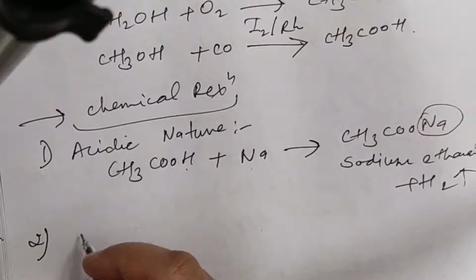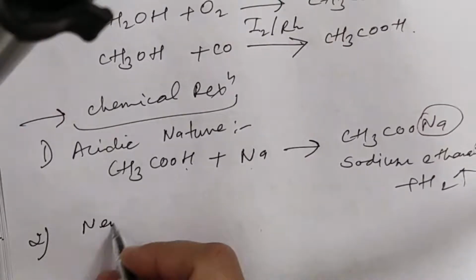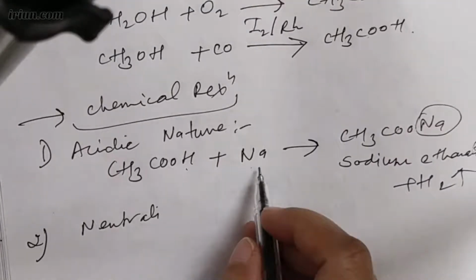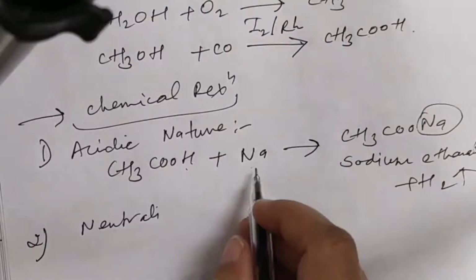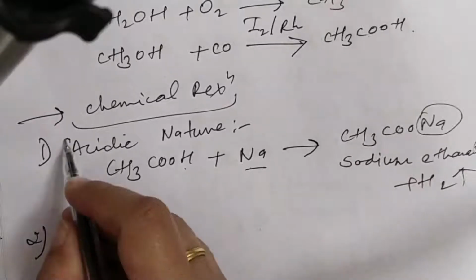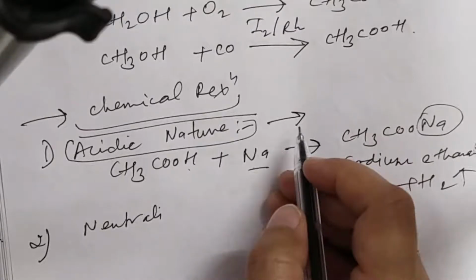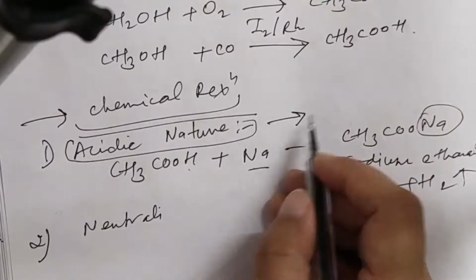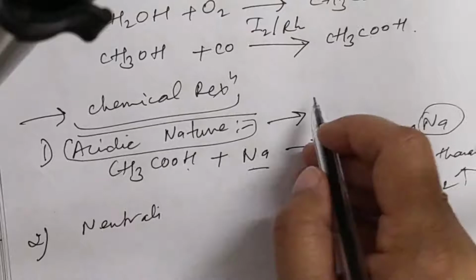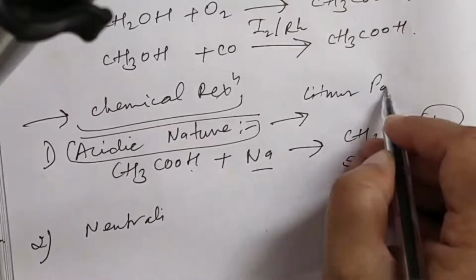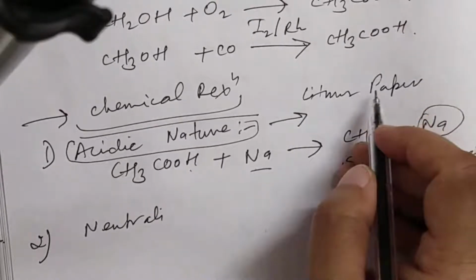Next is the neutralization reaction. Okay, acidic nature, what we have discussed here is the chemical reaction with metal. How will you show the acidic nature of a carboxylic acid? Okay, how will you show it? If you dip the litmus paper in carboxylic acid, it will show the color change.